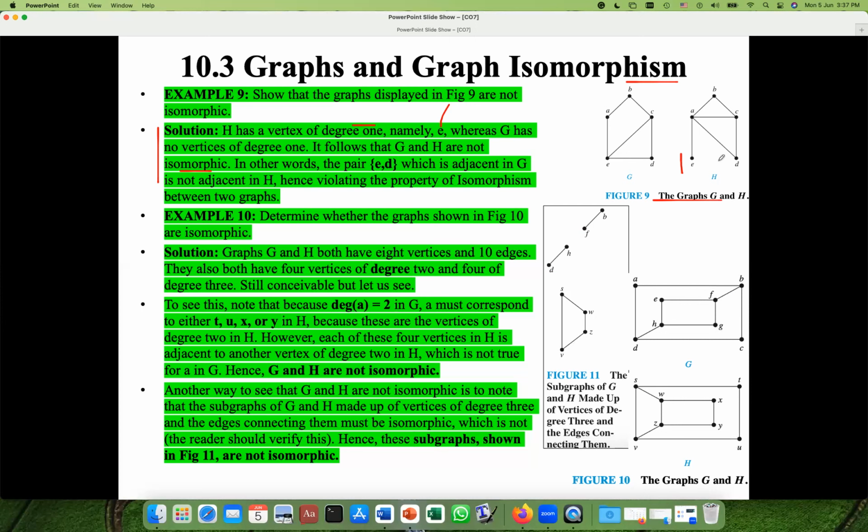There the question was different. Show that the graphs displayed in figure 9 are not isomorphic. That question is saying that they are not isomorphic. You have to show why. But here, you have to determine by yourself whether the graphs given in figure 10 are isomorphic. When you have the word whether, it means both options are possible. Both options are possible in English when you have this word whether. I don't know the Arabic word, but in my language, I know the word.